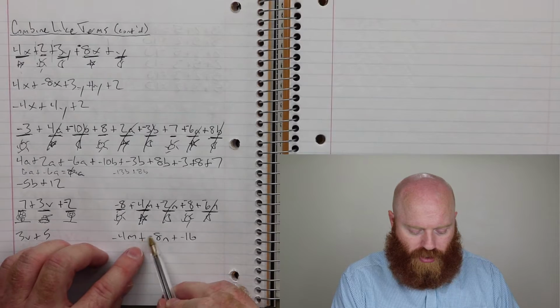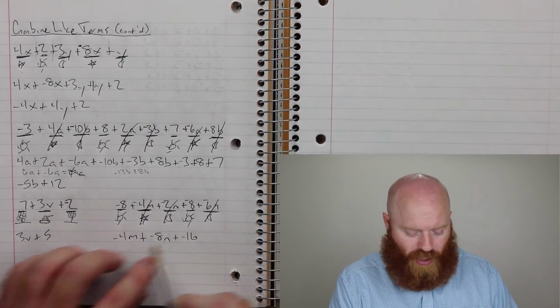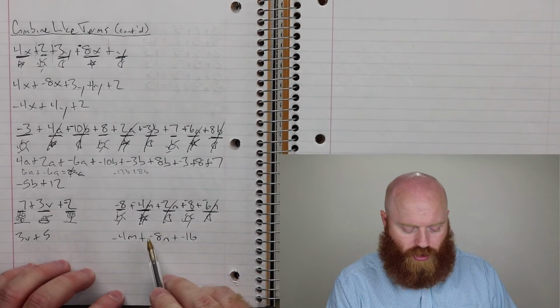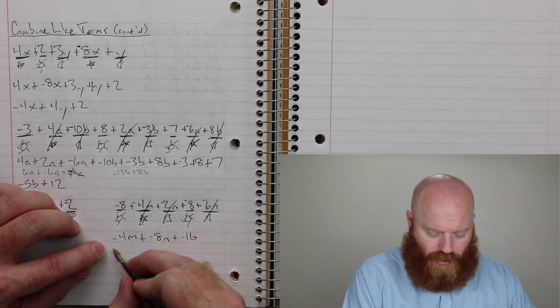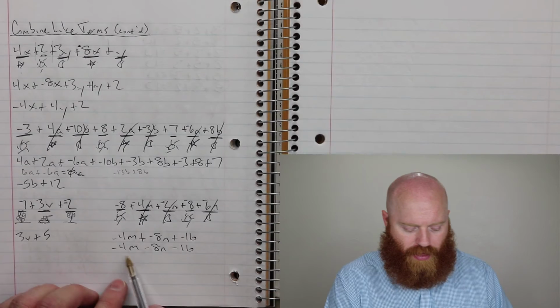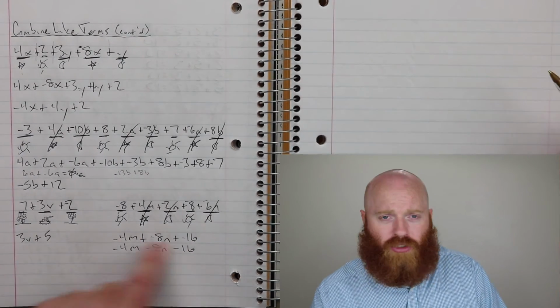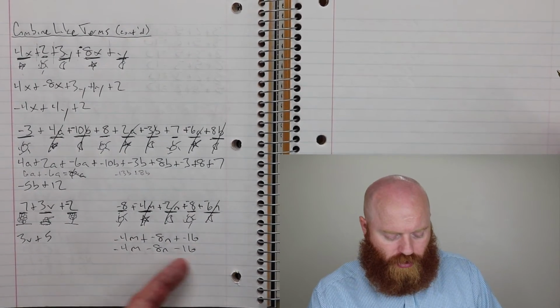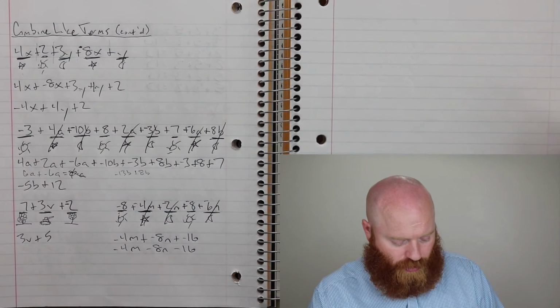So I'm going to turn this plus and negative to a subtraction and this plus and negative to a subtraction. I've already got my alphabetical order. I'm good to go. Just need to go back to 2 subtraction signs. Negative 4m minus 8n minus 16. And that's what you would see on the answer key. Both answers are correct. It's just conventional to present your answer with the subtraction sign.